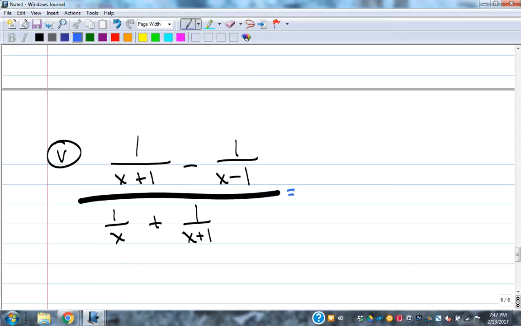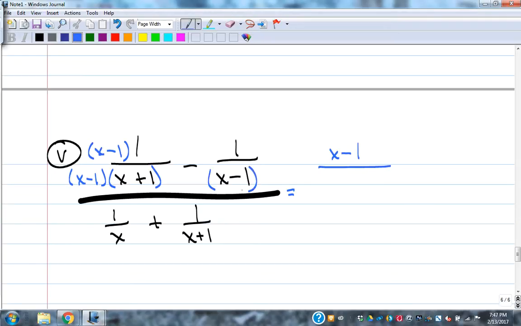Okay? So take one piece at a time. So take the numerator, take the denominator separately. Work them separate first. So let's work on the numerator. What would be the common denominator on the numerator? Very good. So the first fraction needs what? It's already got the x plus 1, so it needs the x minus 1. That's x.